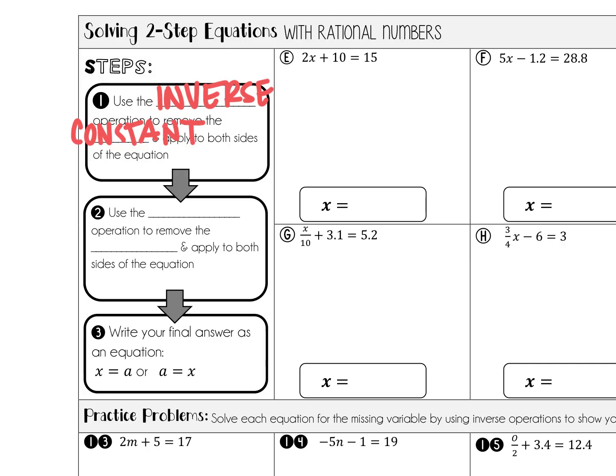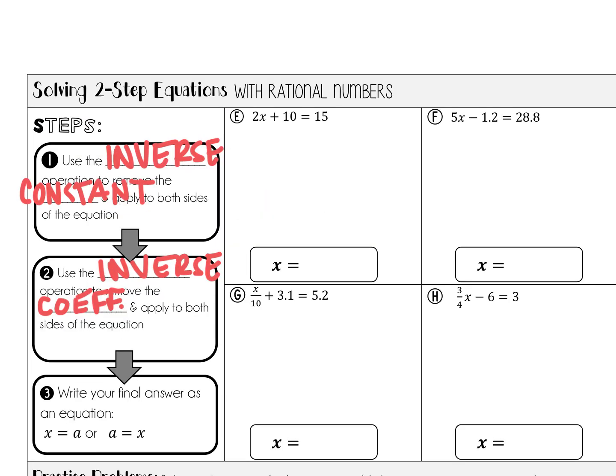Then we'll move on to step 2. For step 2, we'll use that inverse operation to remove the coefficient and apply to both sides of the equation. And lastly, you'll write your final answer as an equation, either x equals a or a equals x, meaning it doesn't matter what side your x ends up on, and I'll walk you through a few examples of that. Example E reads 2x plus 10 equals 15.